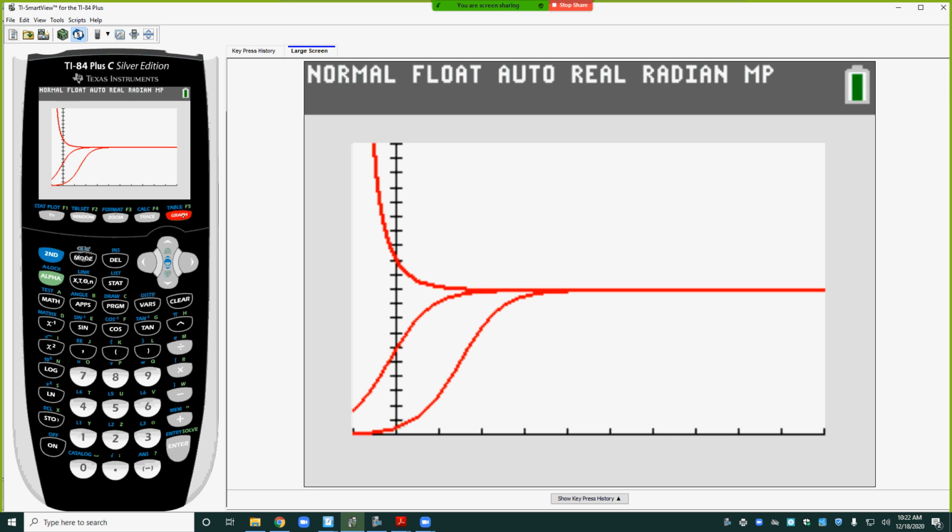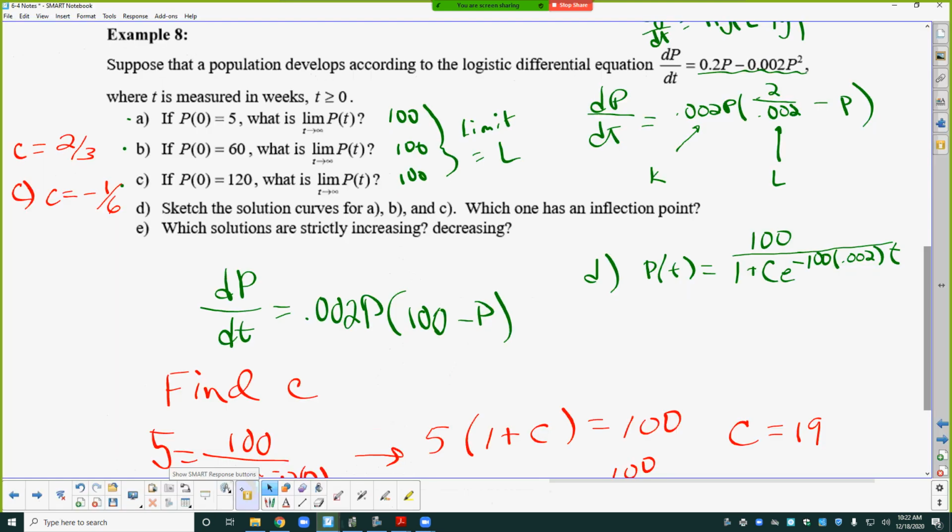So the one that starts at 0, 120 is above the inflection value. It's above the limit, so it won't have an inflection value. And the first two are strictly increasing. The last one is strictly decreasing.